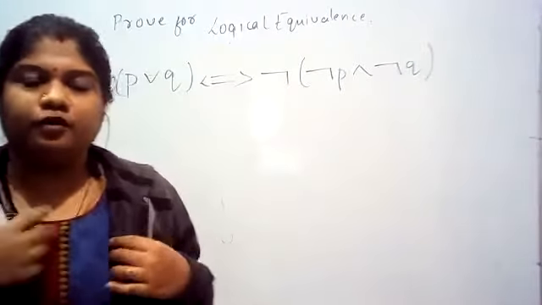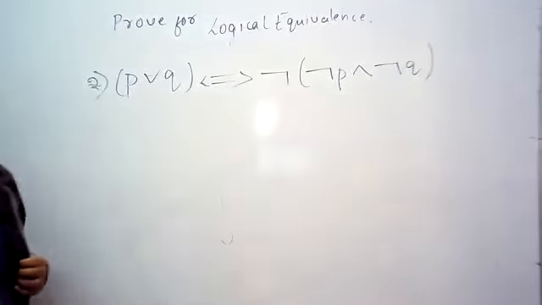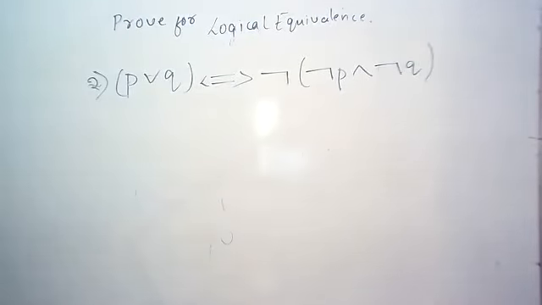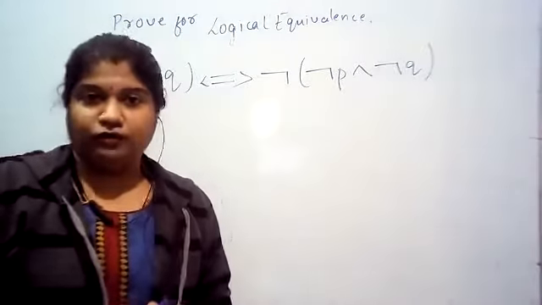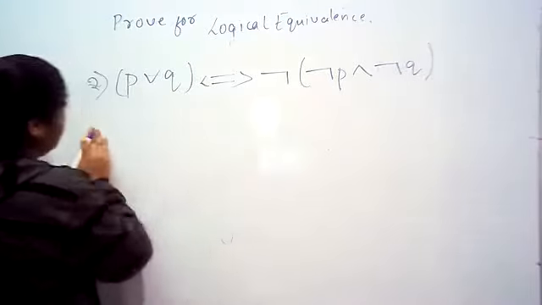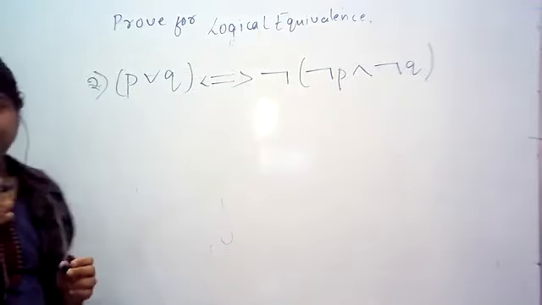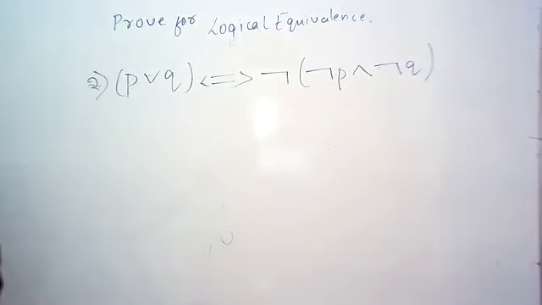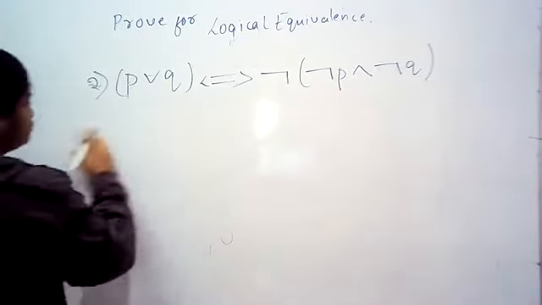Okay, we were solving a problem: P disjunction Q should be logically equivalent to negation of (negation P conjunction negation Q). So we will see whether LHS equals RHS. How many propositions are there here? There are totally 2 propositions, proposition P and proposition Q.